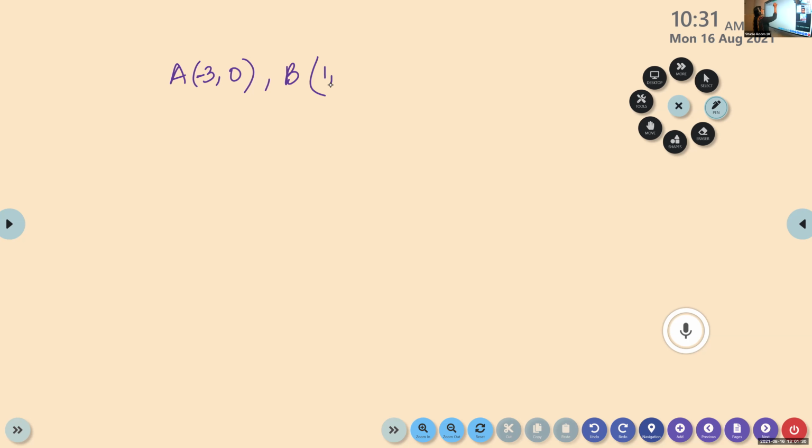So B is (1, -3) and C is (4, 1) are the vertices of an isosceles right angle triangle. Prove that these three vertices are the vertices of an isosceles right angled triangle. Hence, find the area of the triangle.